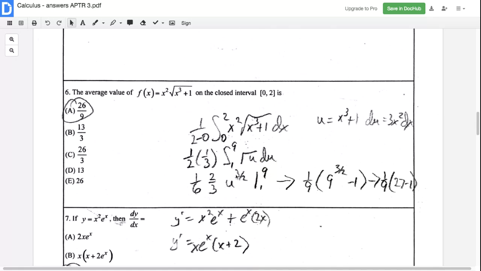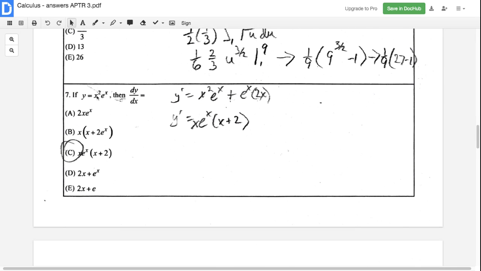And then all I have to do is plug in the 9 and plug in the 1, which is what I did here. This is asking for the square root of 9 and then cube it. So the square root of 9 is 3. 3 cubed gives me 27. 27 minus 1 gives me 26. And that's why we have 26 over 9.